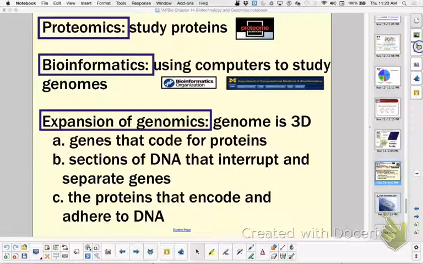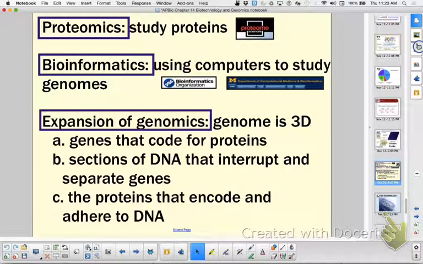Let's write some notes about that one. Proteomics is defined as the study of the structure, function, and interaction of cellular proteins. A proteome is a collection of a species' proteins, which is larger than the genome. And you can study the three-dimensional shape of a protein.